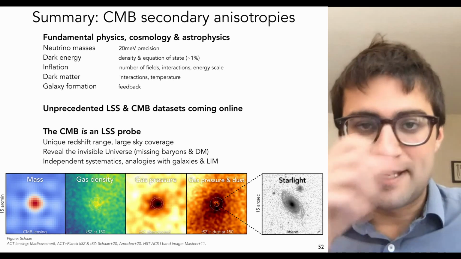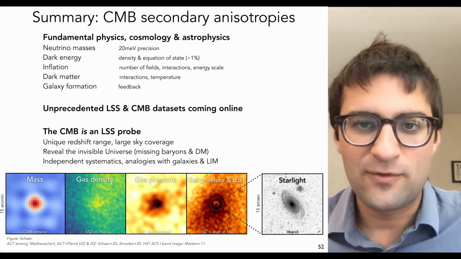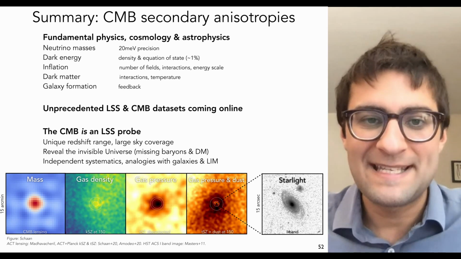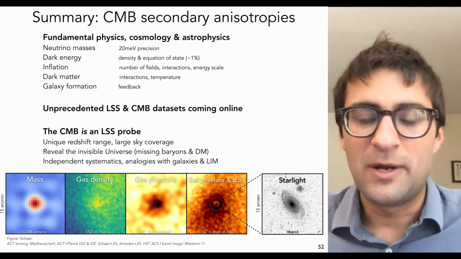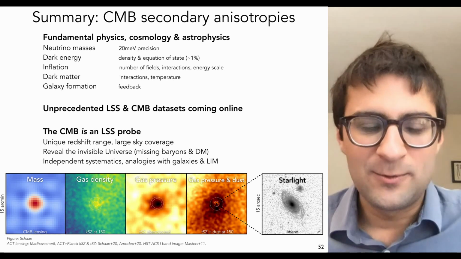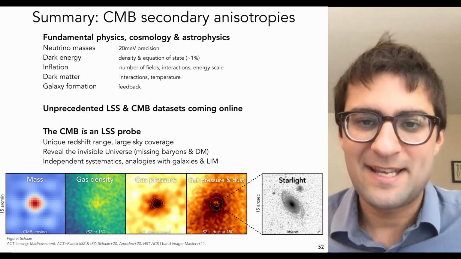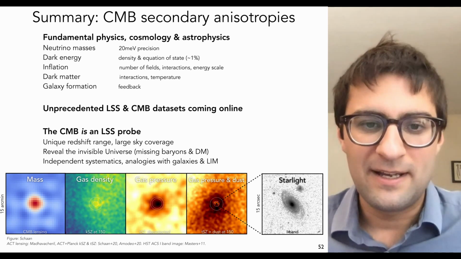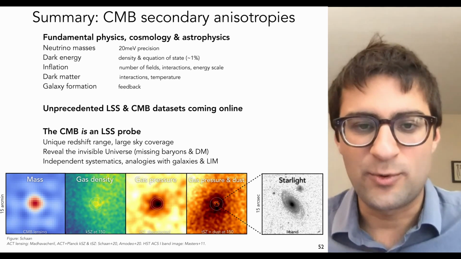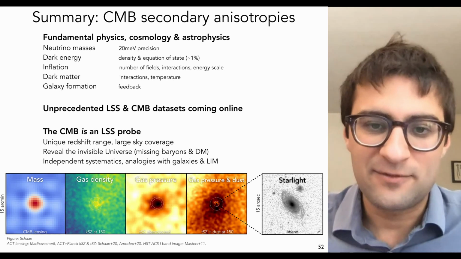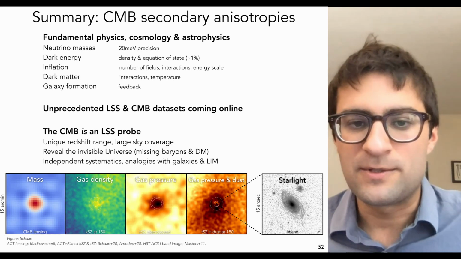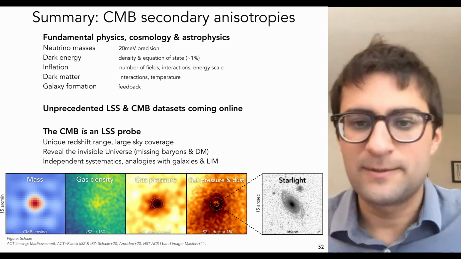And so finally, to summarize, the CMB secondary anisotropies are useful for answering a number of key fundamental physics questions. These have to do with neutrino masses, dark energy, inflation, dark matter, but also the astrophysics of galaxy formation. We are about to obtain data from unprecedented large-scale structure and CMB experiments, which are really going to transform this field. And these really turn the cosmic microwave background into a large-scale structure probe, a unique one in terms of redshift range and in terms of the properties of the large-scale structure that it reveals through its shadows. Again, much like you would reveal a watermark on a banknote.